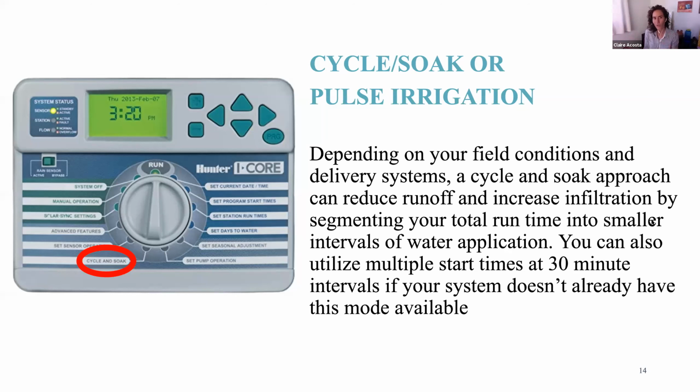If you don't have that feature on your timer, you can also just utilize multiple start times. So like start a 5-minute cycle every 30 minutes or something. So that's kind of irrigation timer specifics. But the concept of this cycle soak or pulse irrigation is still very useful for watering, even if you're hand watering or something.